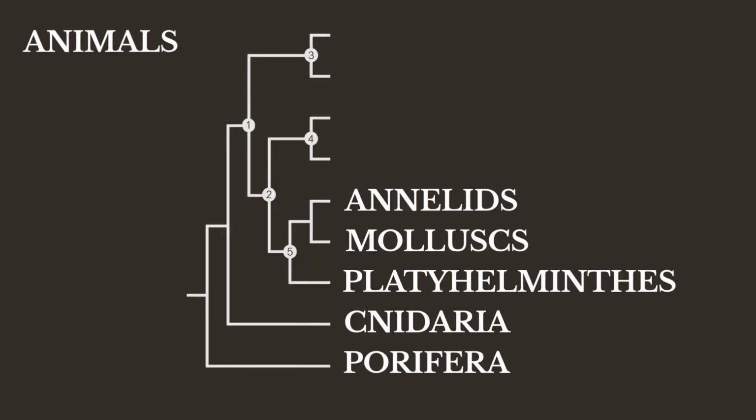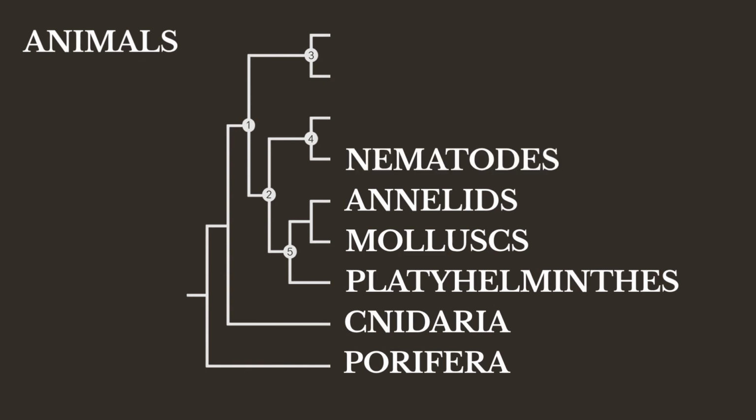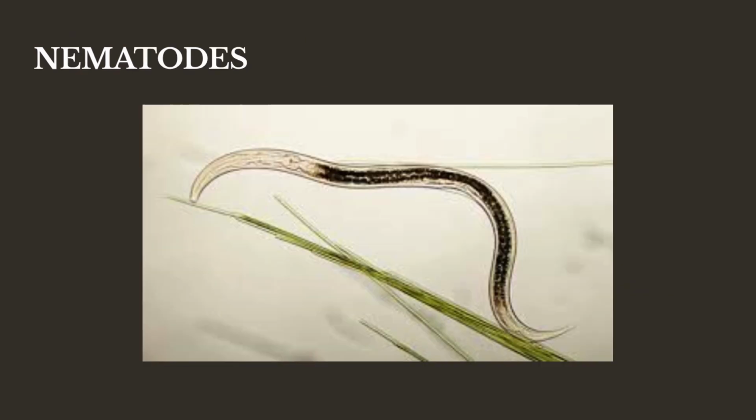Now, annelids are not the only worms. We also have nematodes. These have an unsegmented body that is smooth and they have a complete digestive tract. Now, these are mostly the parasitic worms. A lot of them live in the soil as well. They're very cool. I can make a video about them if you want.